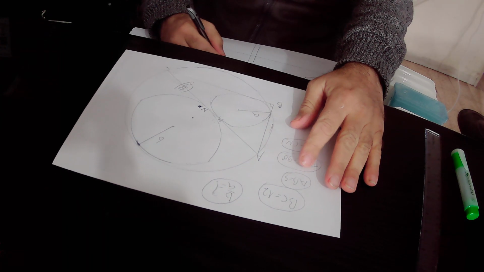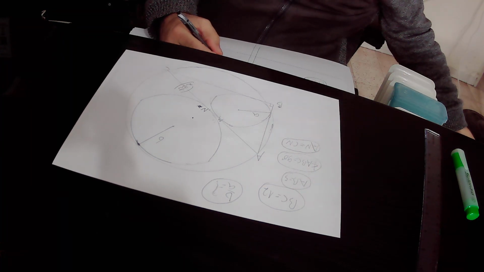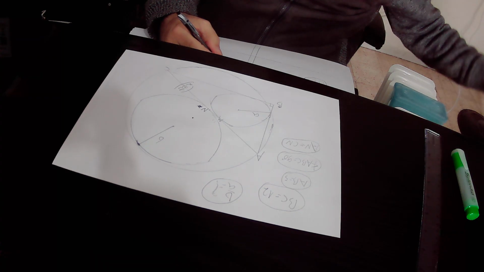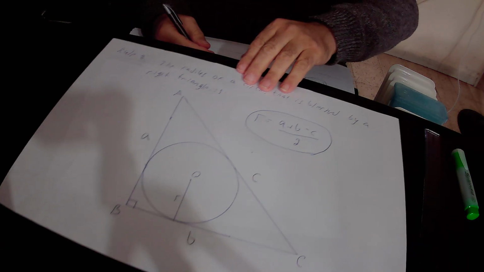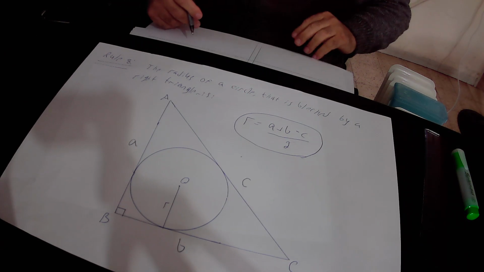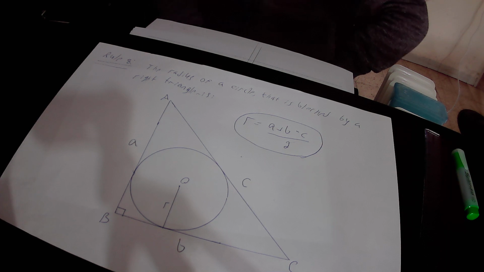In the next step, I will present to you rule number 8 and we'll implement rule number 8 in our drawing. The radius of a circle that is blocked by a right triangle is equal to R equals A plus B minus C over 2.